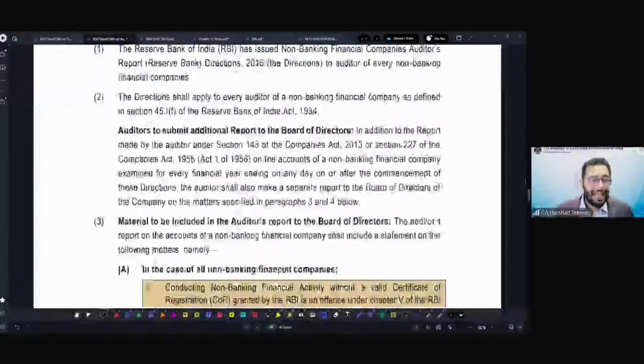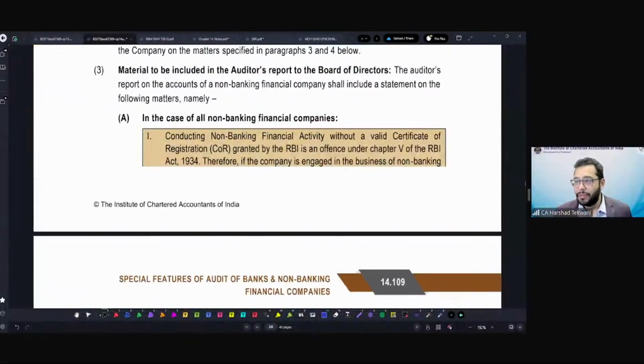Now, what are the A category matters? A category matters basically deal with matters related to the certificate of registration, the net owned funds, and the basic requirements of an NBFC. This is category A, applicable to all NBFCs.